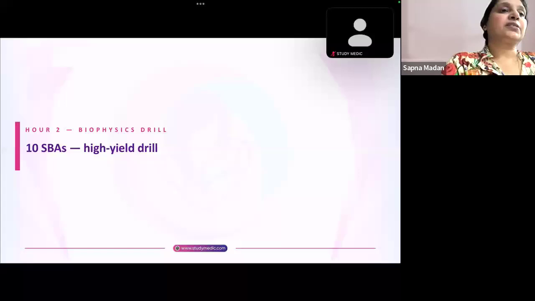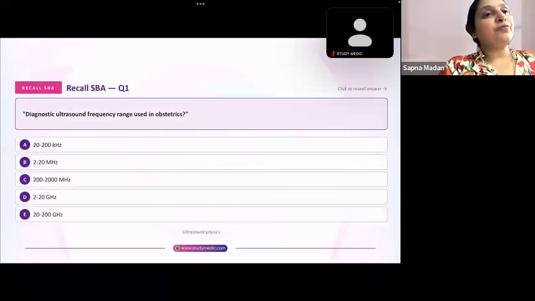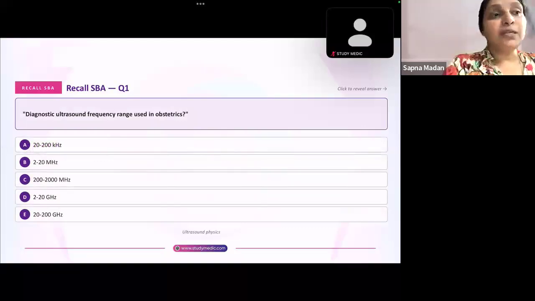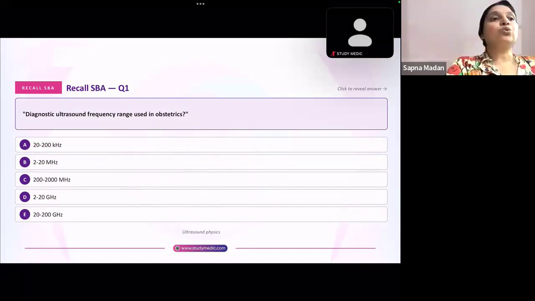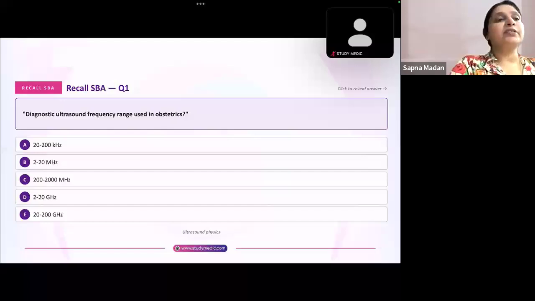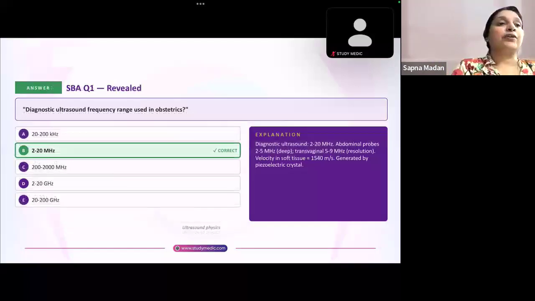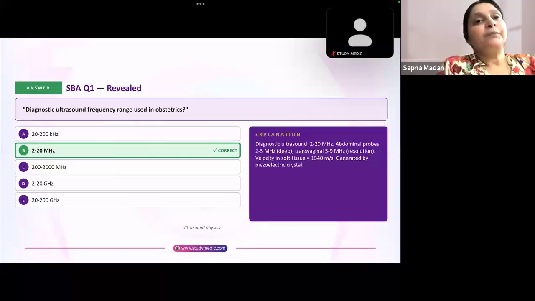Okay, so let's talk about some SBAs. The diagnostic ultrasound frequency range which is used in OBS is: 20 to 200 kilohertz, 2 to 20 megahertz, 200 to 2000 megahertz, 2 to 20 gigahertz, or 20 to 200 gigahertz. Okay, so they can give you any kind of these variations, kilohertz, megahertz, gigahertz. You're supposed to know that the diagnostic frequency is 2 to 20 megahertz. Okay, again, just to reiterate, the overall frequency is 2 to 20 megahertz.